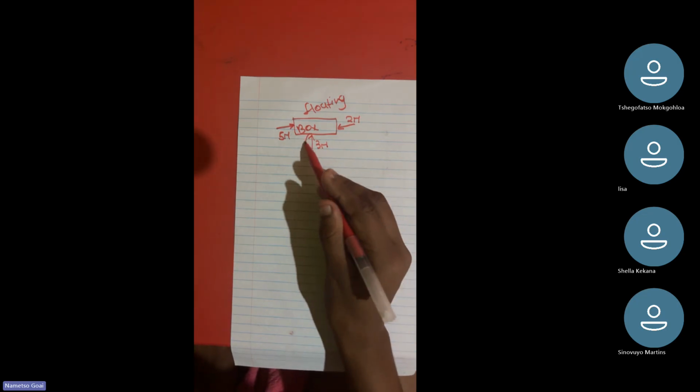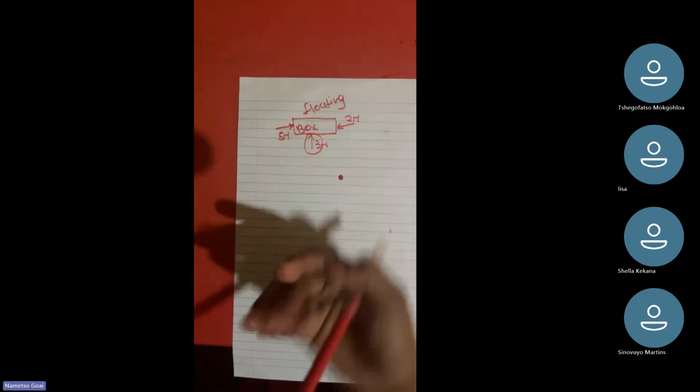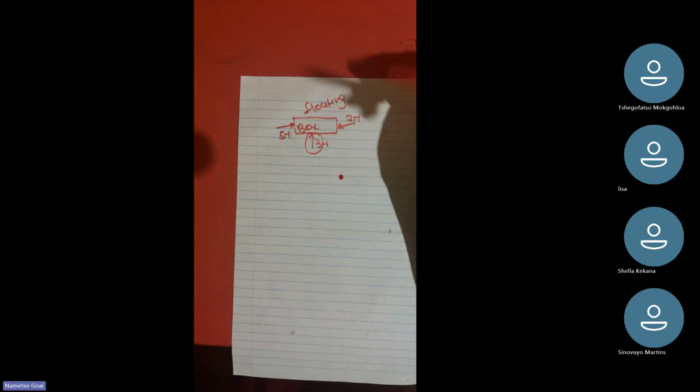Let's look at this 3, right? Let's take them one by one. This 3, as much as it's coming from below, it's acting in the what? In the upward direction. So this 3 would be where? Here. So it would be 3N.